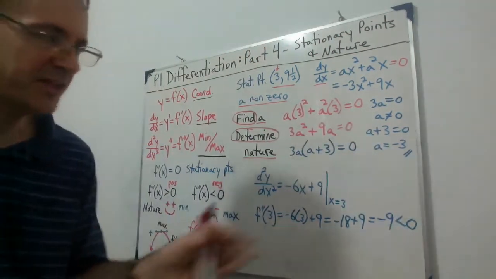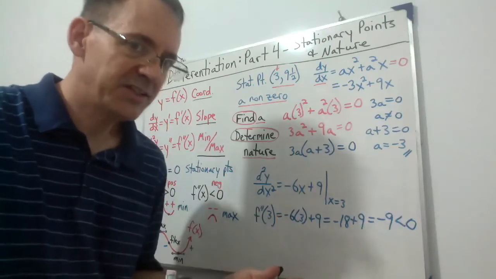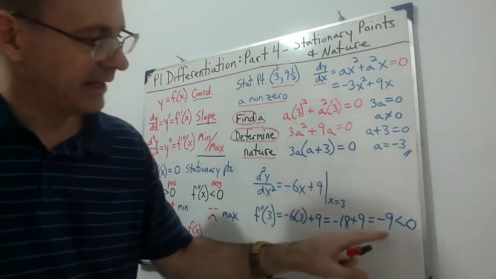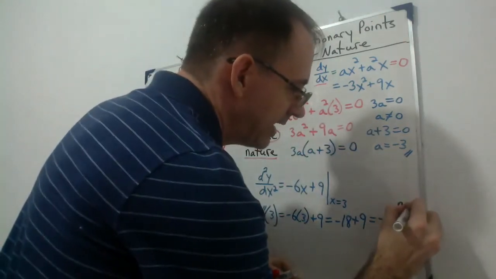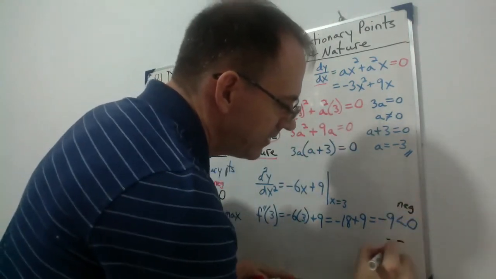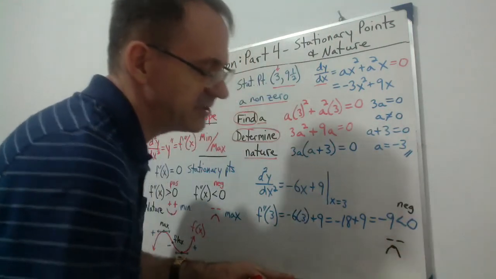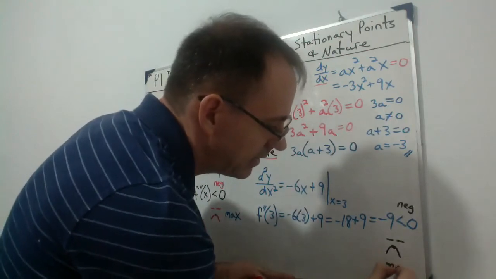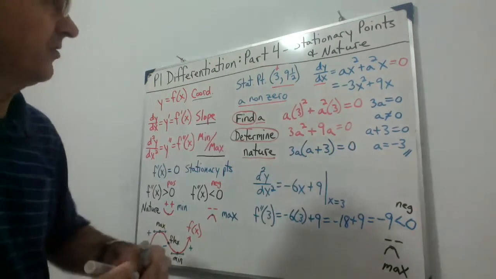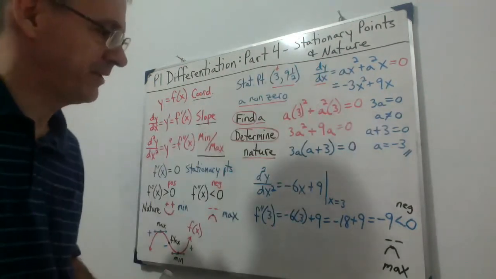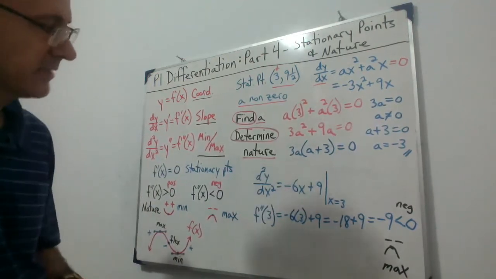Again, it's not the number that we're looking for. It's whether it's positive or negative. So a negative 9 is less than 0, meaning this is a negative, and a negative gives us a frowny face, meaning that our stationary point is a maximum value. Whatever this curve happens to be, this particular point is located on a local maximum.